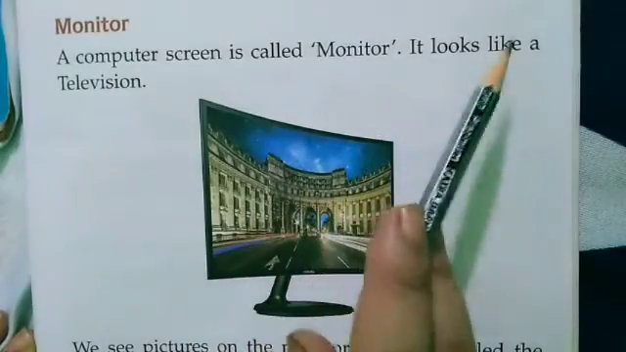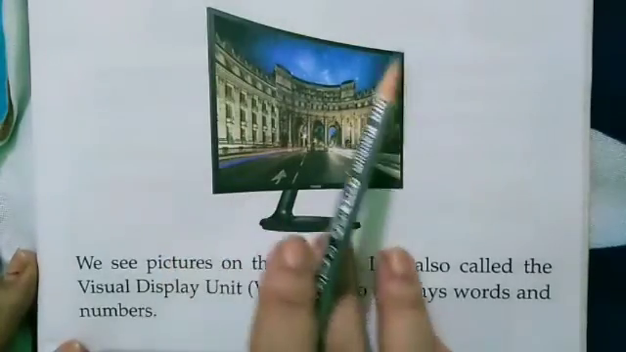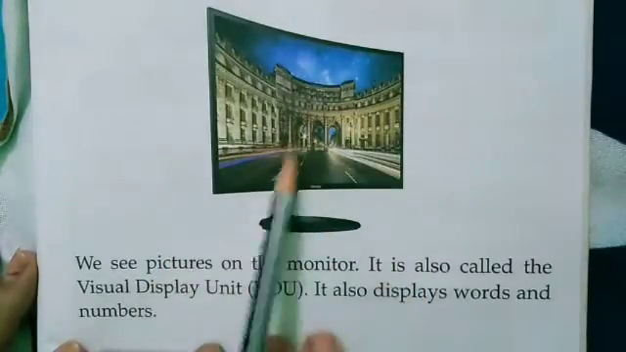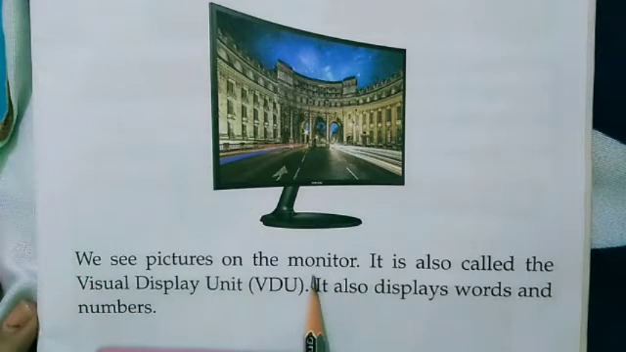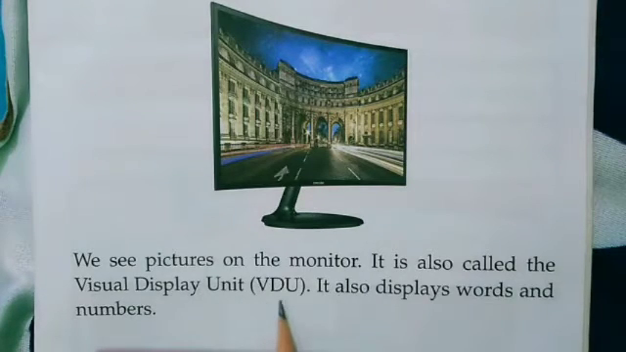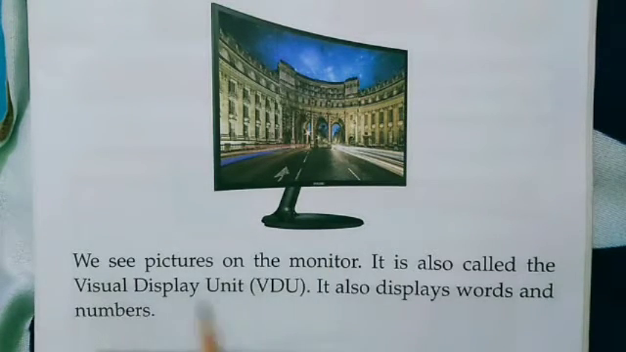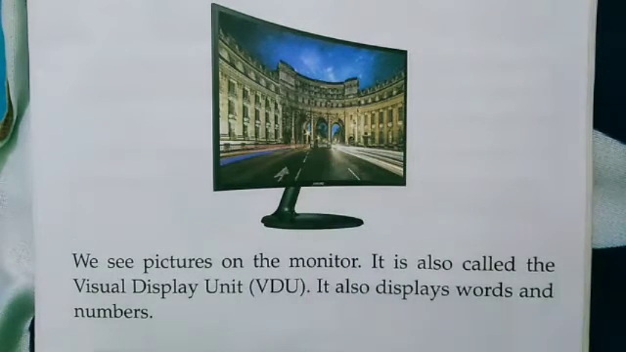It looks like a television. See children, this is a computer screen. It looks like a television. We see pictures on the monitor. It is also called the Visual Display Unit, VDU. It also displays words and numbers. See children, whatever we type on a keyboard, that gets displayed on the monitor screen.